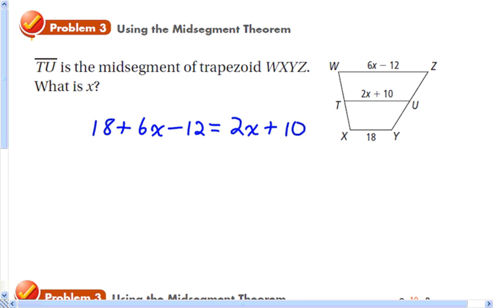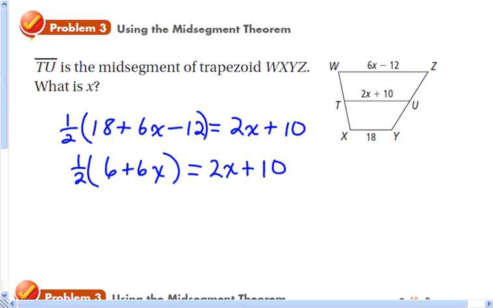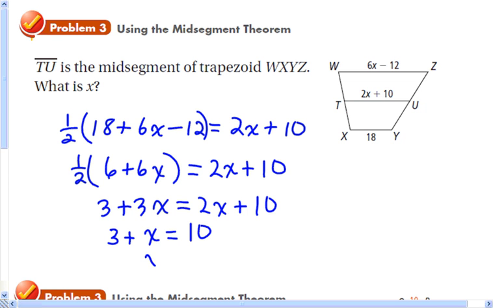Not quite. We need to multiply that sum by 1/2. So here we go. All right. So then we can simplify it and we get 1/2 times 6 plus 6x is equal to 2x plus 10. And using the distributive property, we get 3 plus 3x is equal to 2x plus 10. Subtracting 2x from both sides, we get 3 plus x is equal to 10. Subtracting 3 from both sides, we get x equals 7.